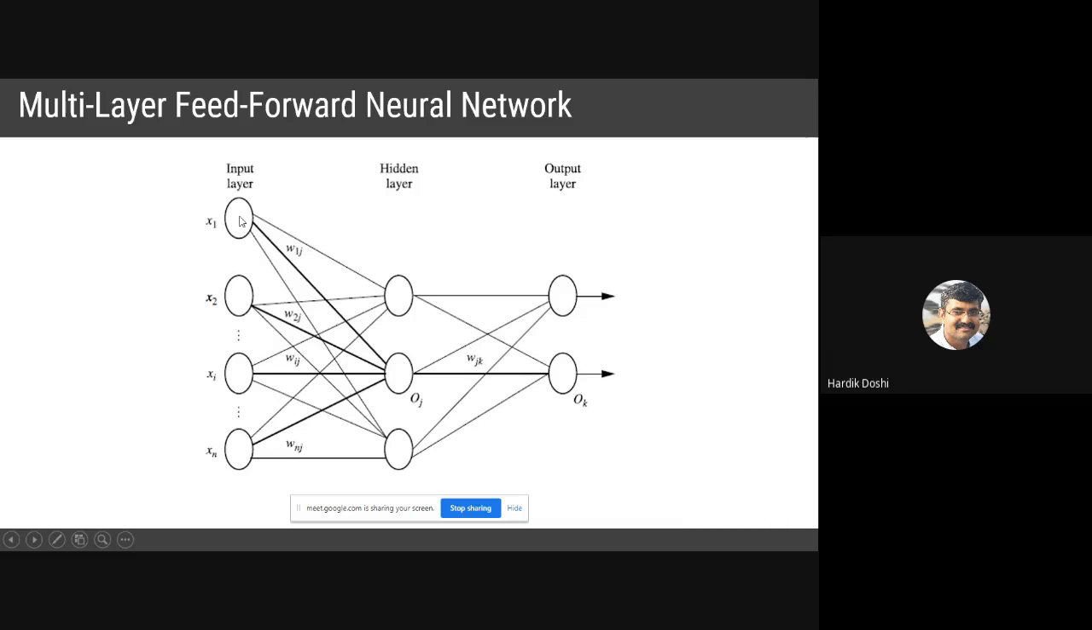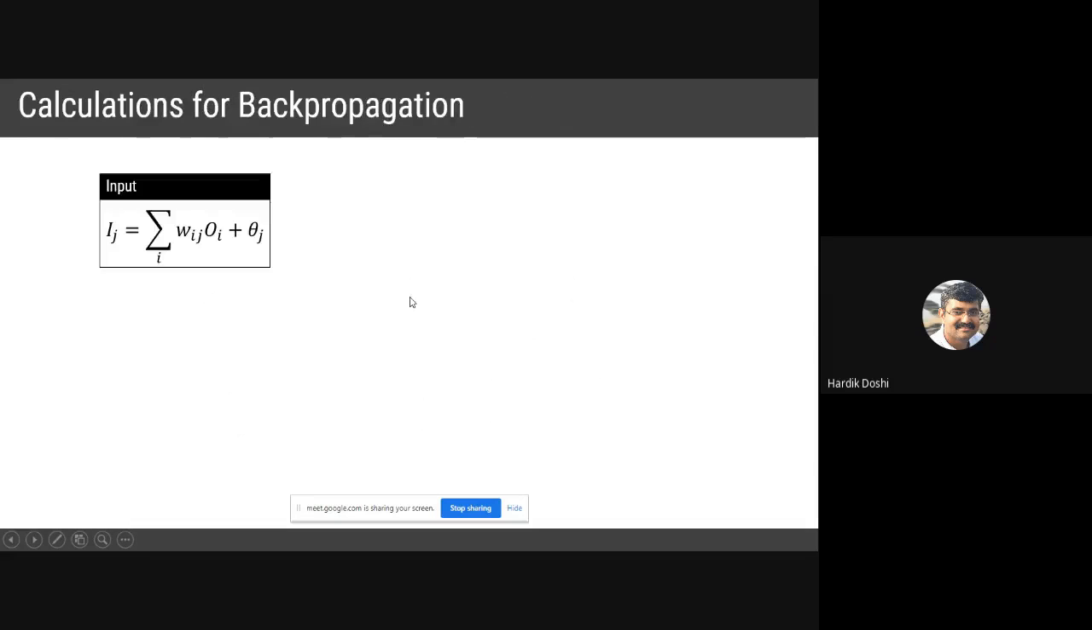So I need to take the output of this. On the contrary, this node is also going to give me the output. And for computing this output, I should have computed the input Ij. So that's why the formula is 1 plus e raised to minus Ij. First I need to compute input, then based on the input I need to compute output.